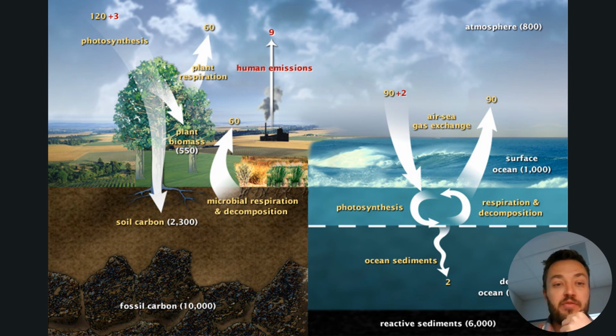This is just another graph showing that. Photosynthesis right here is capturing and bringing all those things in. Plant respiration is bringing things out. Human emissions are bringing things out. Microbes are bringing things out. We do have some organisms in the ocean that can do photosynthesis, but then there's lots of organisms that are pumping it back out.